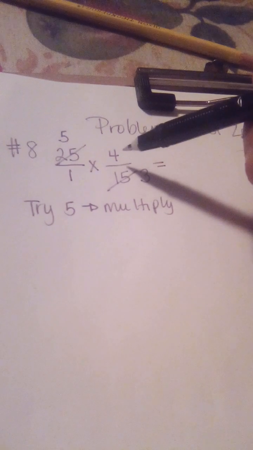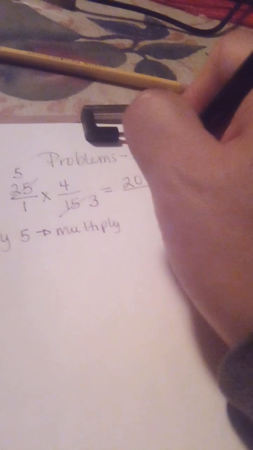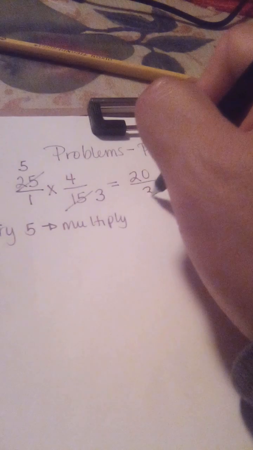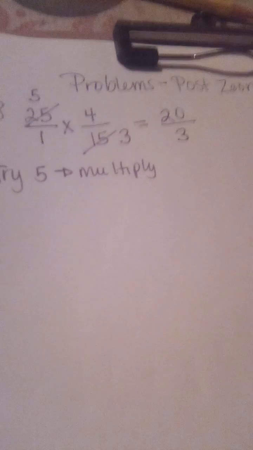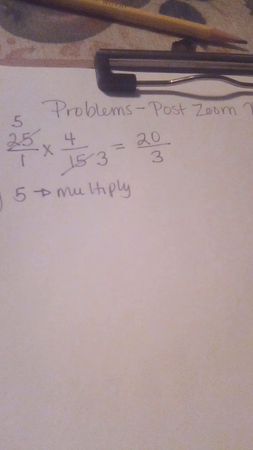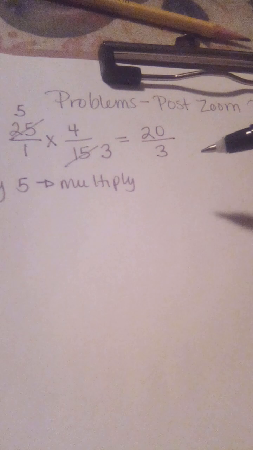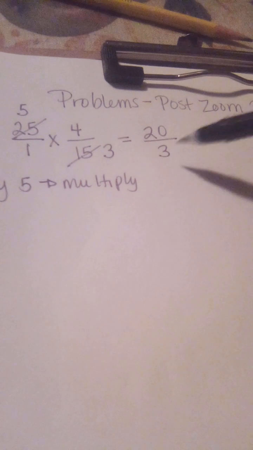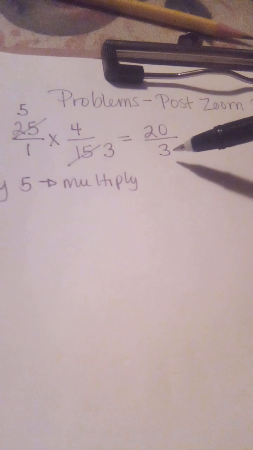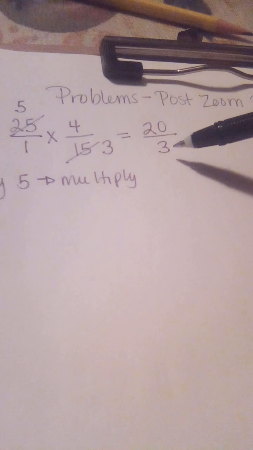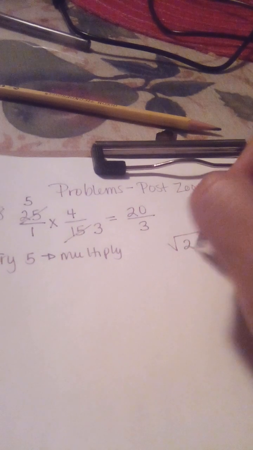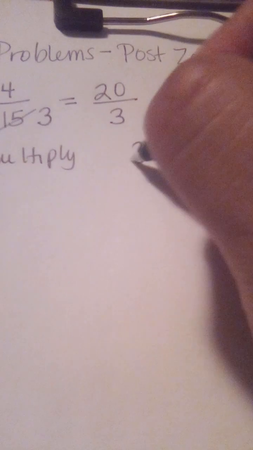Multiply the numerators first. 5 times 4 gives us 20. 1 times 3 gives us 3. Now we have 20 over 3 as our improper fraction. All right, now we have to turn this into a mixed number. What goes inside the box, the numerator or the denominator? The numerator, right? It's just the 20. And outside the box is 3. So far, so good?